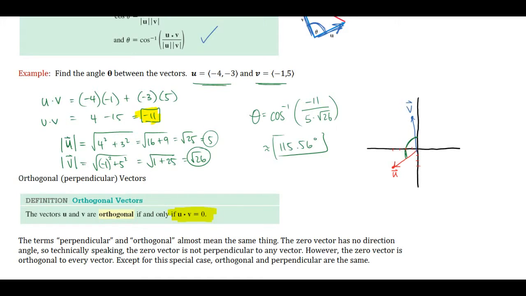Now, it really means the same thing, except they had to make a caveat, right? The 0 vector cannot be perpendicular to anybody because he has no direction. So how could he be perpendicular if he doesn't go in any direction? I wouldn't be able to see what he's perpendicular to. However, his dot product with any vector will always be 0. So that's why the 0 vector is the reason why we can't use the word perpendicular, so we use the word orthogonal. And there you have it.